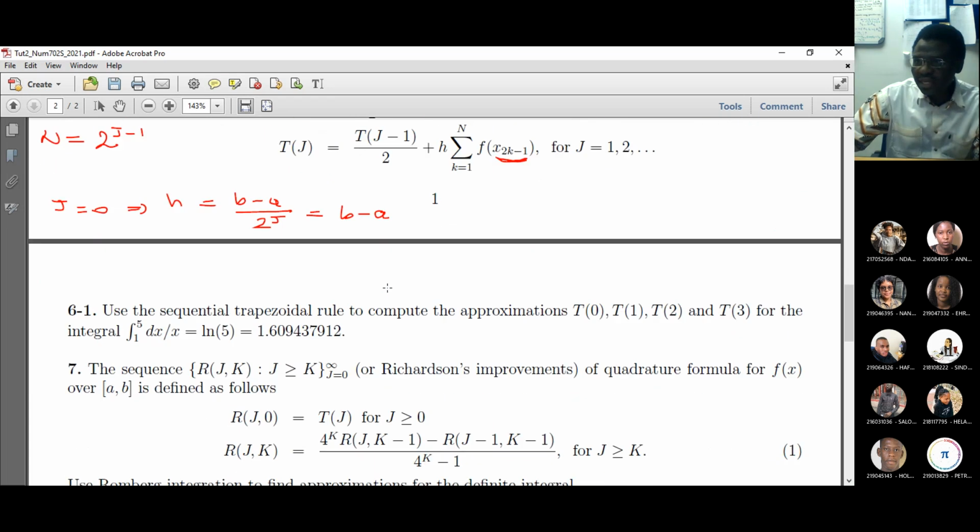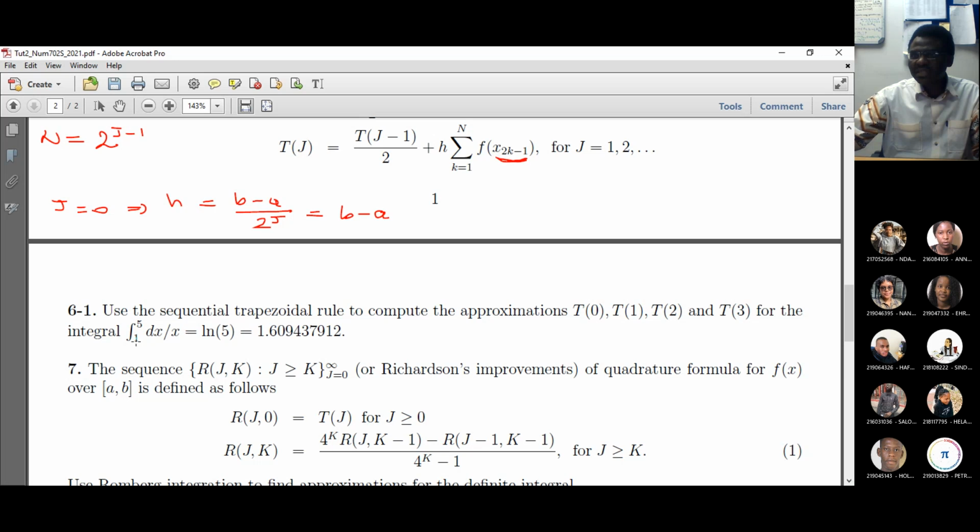Okay, so let us do this. In this particular example, what are we doing? Use the sequential trapezoidal rule to compute T0, T1, T2, T3. So this is what we are doing. And we are given the exact integral, which is ln 5. ln 5 is approximately this. It can guide us to check if our computations are going in the right direction, right?